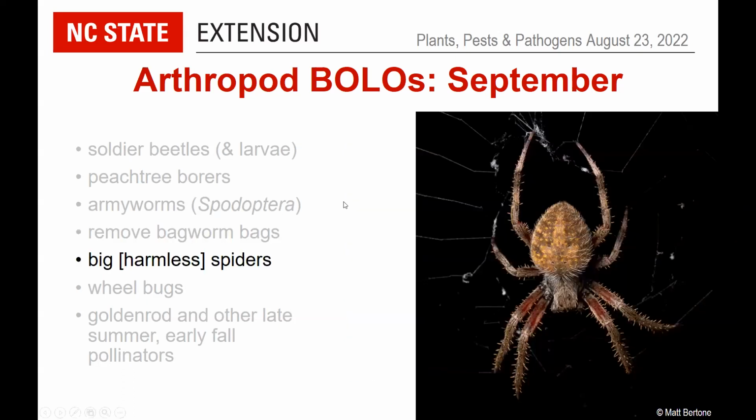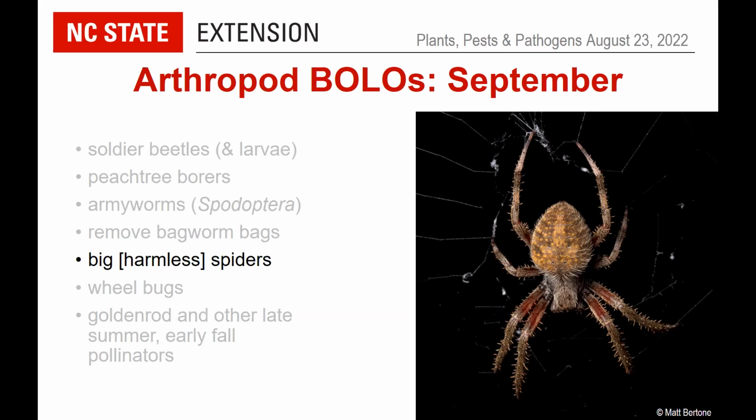You're also going to start to see a lot of large spiders. So we have some images of the large black and yellow garden spiders. You guys start to see a lot of these barn spiders and big orb weavers out. That's because many of these species have been growing the rest of the year and have been small and inconspicuous. But now that it's the late summer, early fall, that's when they get the biggest.